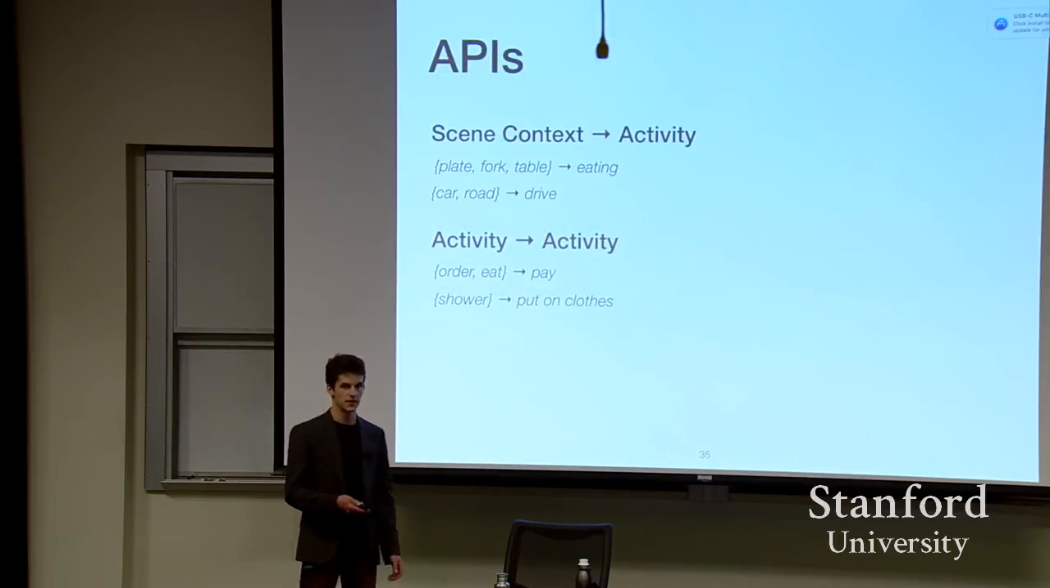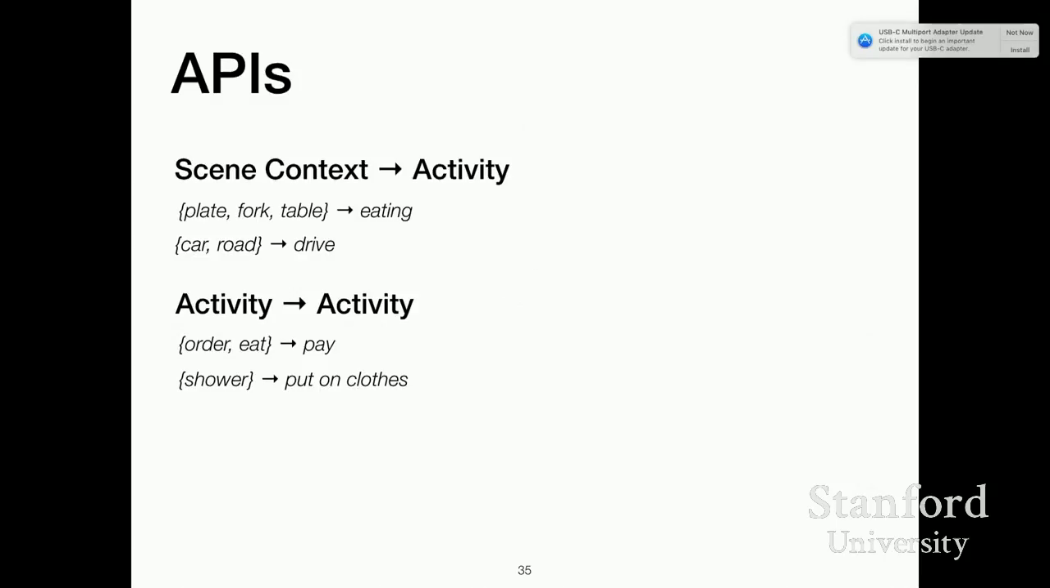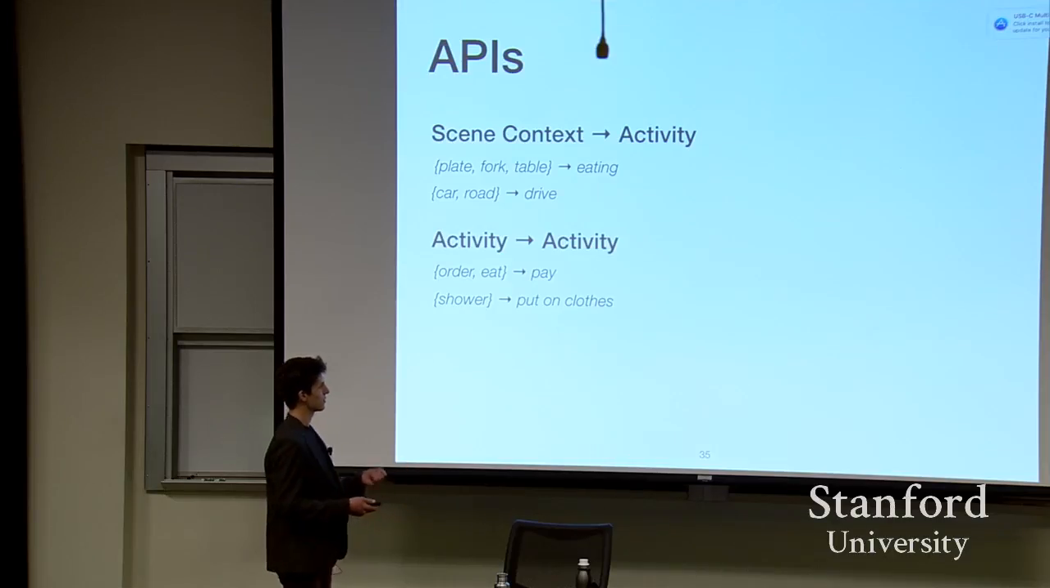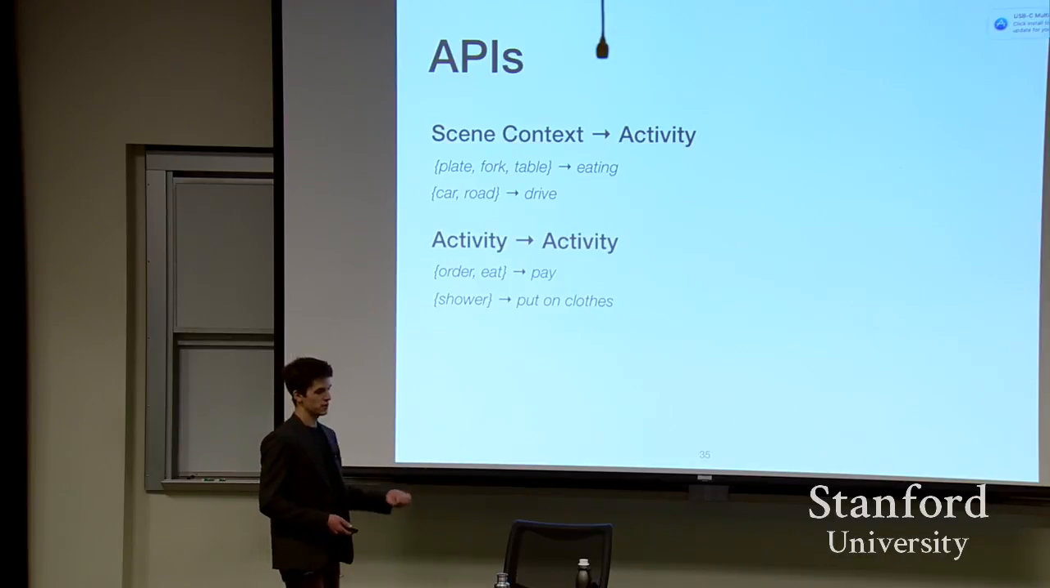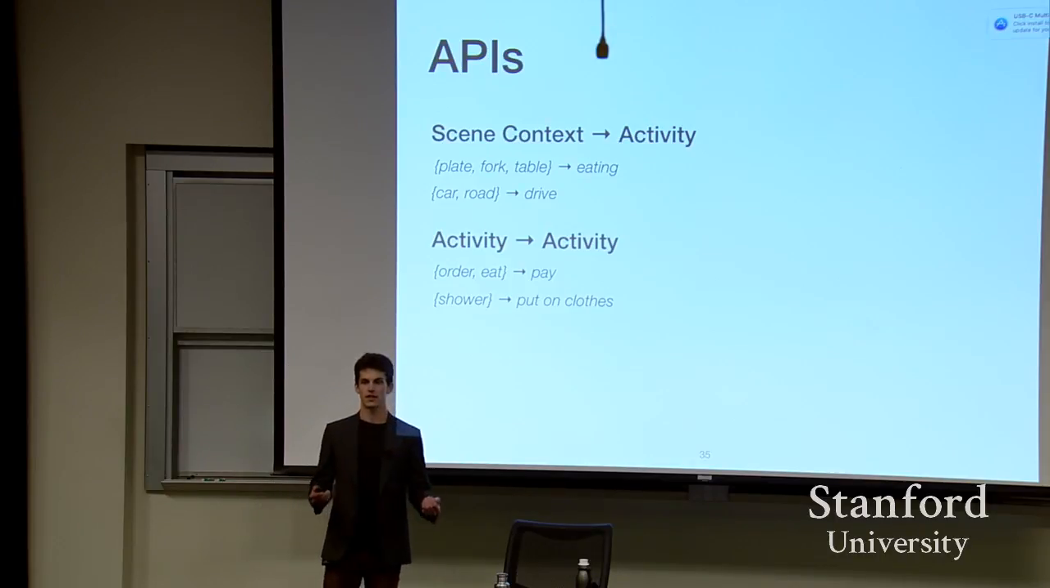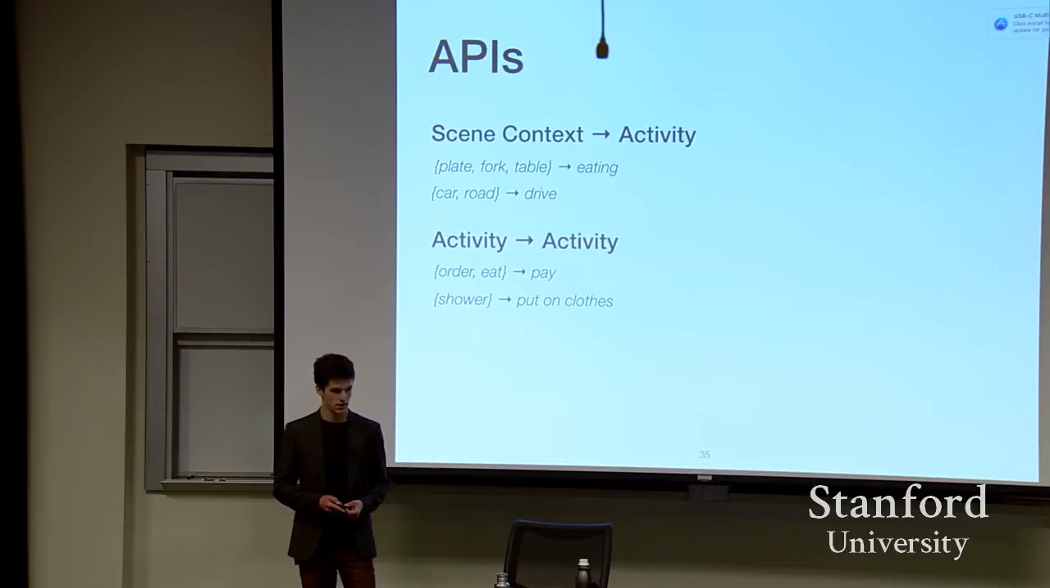And so we put these two things together to enable two main APIs. The first is an API that takes a set of scene context and predicts an activity. So for example, given context like plate, fork, and table, I might predict an activity like eating. And the second is an API that takes one activity or a set of activities and then predicts an associated activity. So for example, associated with ordering and eating, we might have an activity like paying.